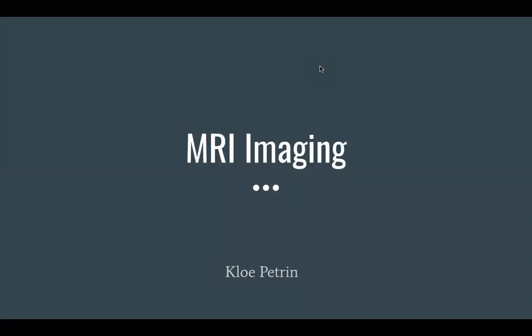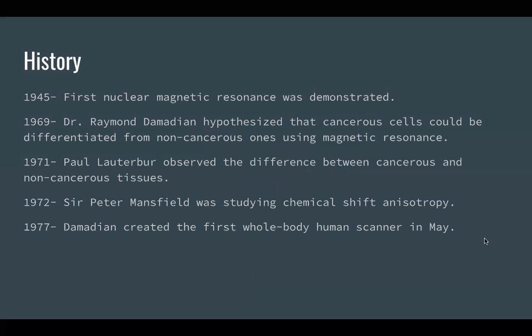Today I'm going to be describing the physics behind MRI imaging. In 1945, the first nuclear magnetic resonance was demonstrated. Nuclear magnetic resonance is founded upon the idea that the nucleus of atoms in a magnetic field resonate when a secondary oscillating magnetic field is applied.